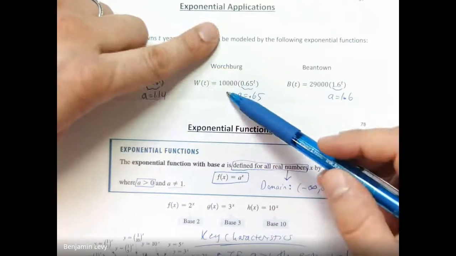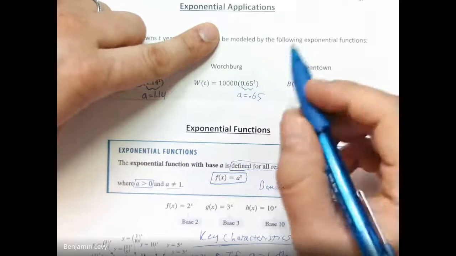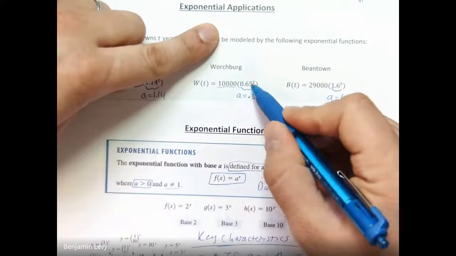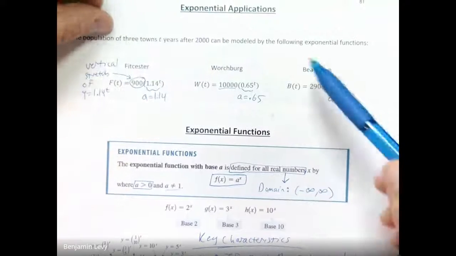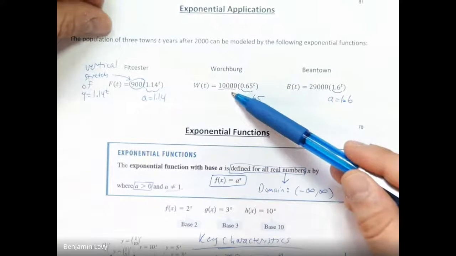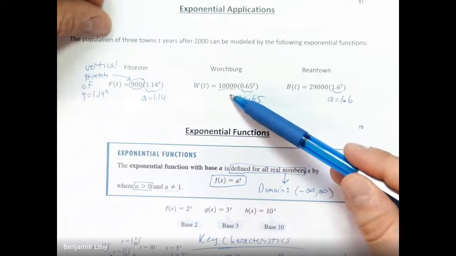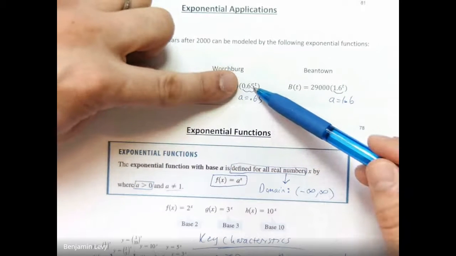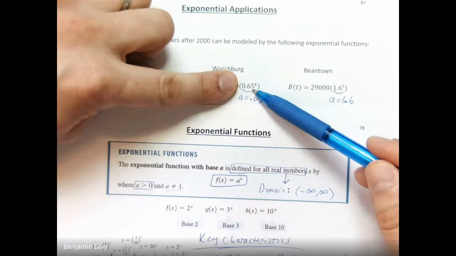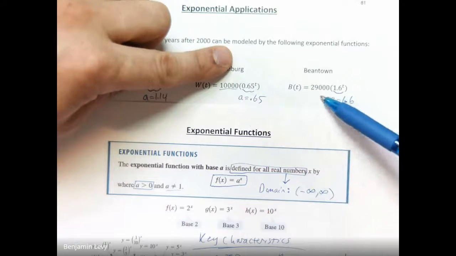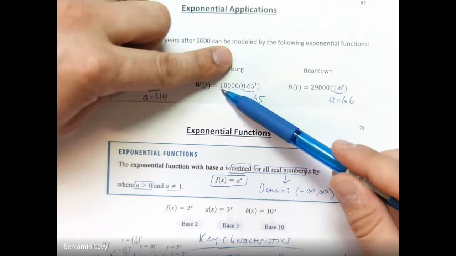And then the thing out in front is just multiplying it. And so this is vertically stretching this exponential graph, because you're multiplying the graph on the outside by something bigger than 1. And so this is the actual exponential part, 0.65 to the t, and the 10,000 or the 29,000 is like a coefficient that's multiplying the exponential.